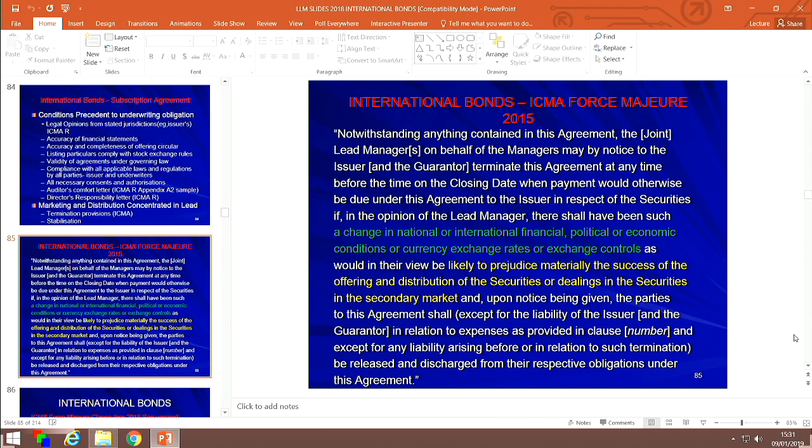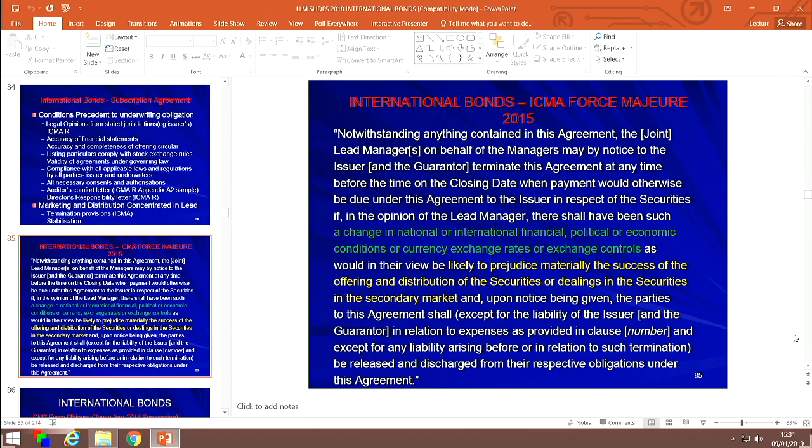Now, most law firms add in another word into this, in the sole opinion of the lead manager, to make it even clearer that you can't question it. Which means that, in effect, the lead manager has got a virtual ability to terminate the bond issue prior to closing date. Because all you've got to do is look for something national or international, financial, political, or economic conditions, and there's a change. Well, is the election of a new prime minister in Brazil a change in political circumstances in Brazil? Yes, it is.